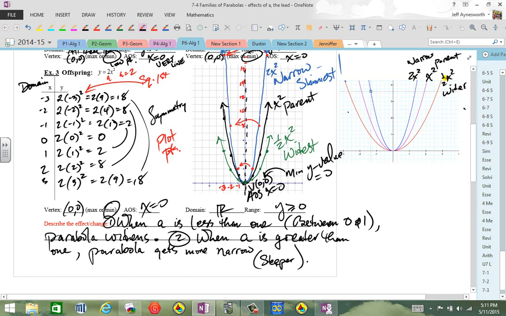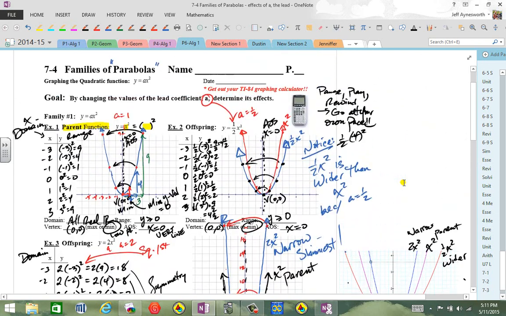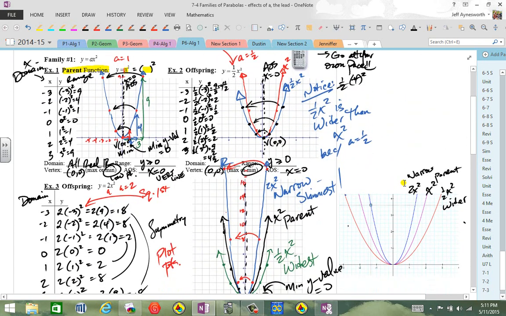And that's what I want you to learn out of this lesson here, guys, is the effects of A. What happens when A changes from 1 to 2 to 1/2? What happens when it gets bigger? What happens when it gets smaller? Okay, so there we go. That's the first thing you need to learn about the function there.